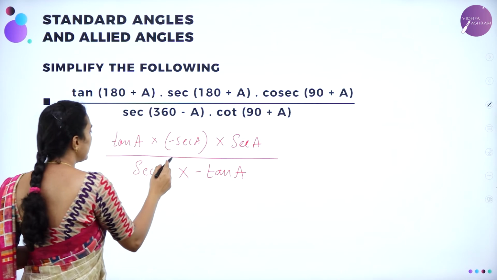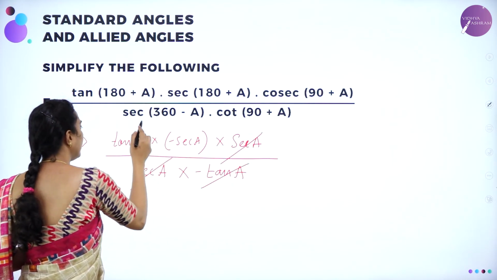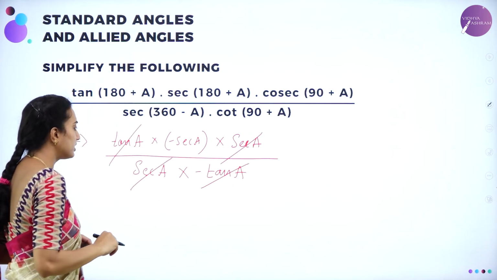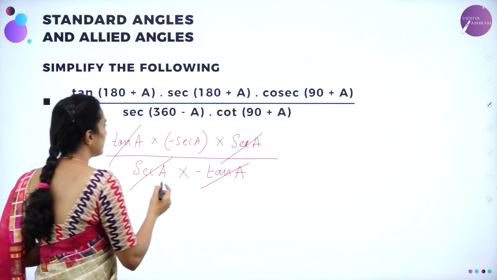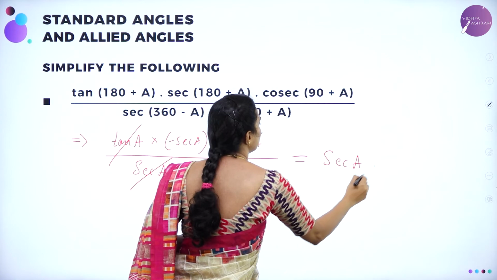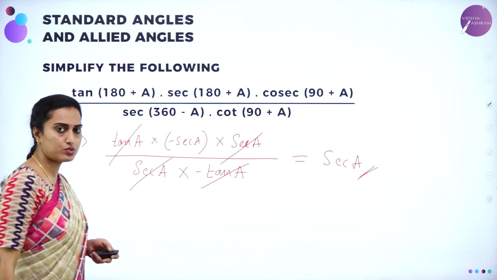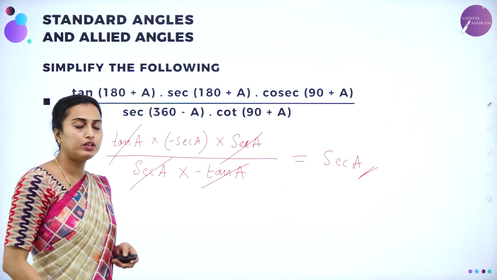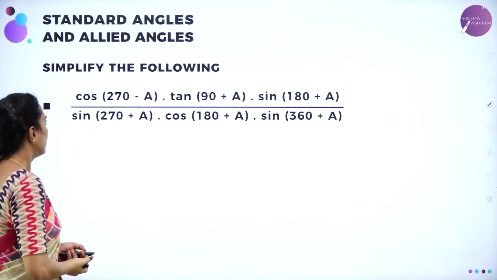Therefore, here 1 secant a, tan a, negative will become positive. So you are having the value is nothing but secant a plus secant a. That's it, yes. I hope you got this one, how to solve. We'll move on to the next problem.